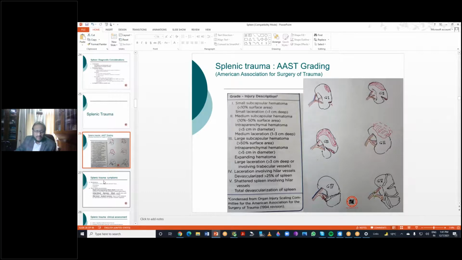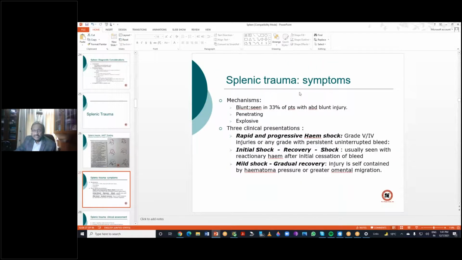That creates a problem. Now, when you talk about the splenic trauma mechanisms, number one, it could be blunt abdominal injury, seen in 33% of patients. It could be a penetrating type of trauma. It could be explosive trauma, right? Like, for example, a shrapnel wound, or you've got a large blast.